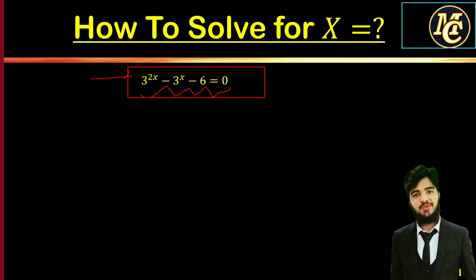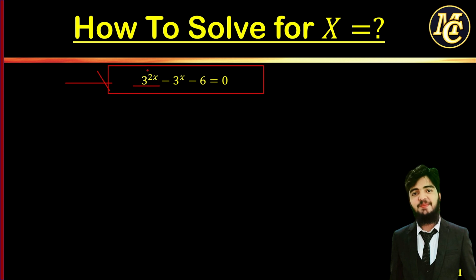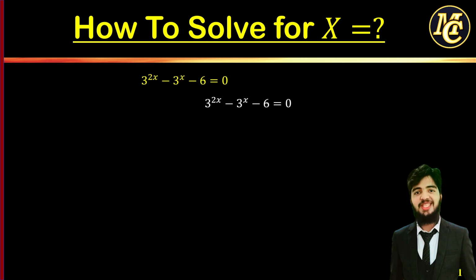Welcome to this math tutorial video where we are going to solve the equation 3 raised to power 2x minus 3 raised to power x minus 6 is equal to 0. This equation may look intimidating at first, but it's actually not as complicated as it seems.